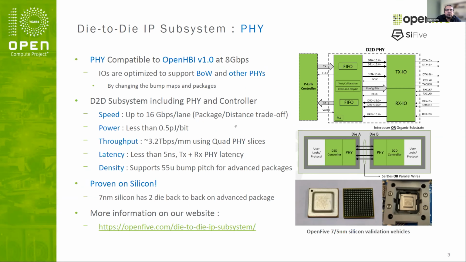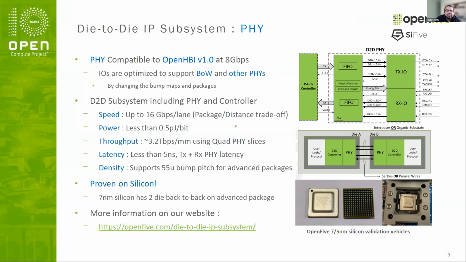And then we can port it onto a BOW or other PHY based on the bump map and the package requirement. In terms of our current die-to-die subsystem as a PHY, connecting multiple dies together, we support all the way up to 16 gigabit per second. In fact, that's a package and distance trade-off. We do less than 0.5 picojoule per bit, the normalized power that Alan explained, and about 3.2 terabits per millimeter using quad PHY slices. We do less than 5 nanosecond latency on the PHY, TX plus RX included. And we support the advanced bump pitch, about 55 micron, for advanced packages.